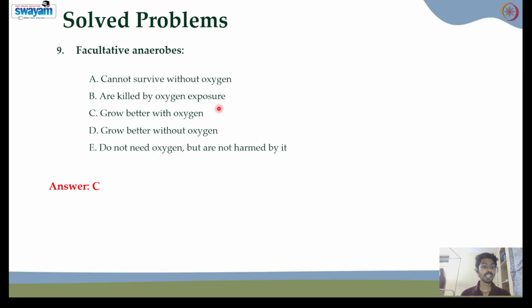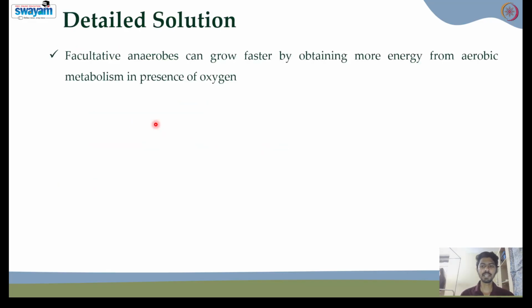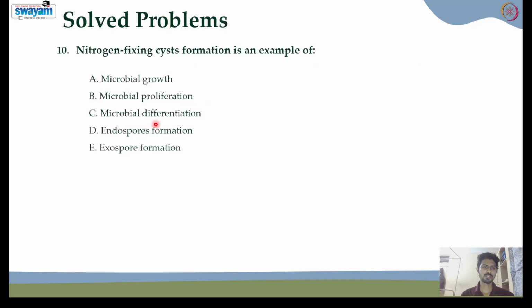And option B, they are killed by oxygen exposure. If there is even a little presence of oxygen, they are killed. Then we call them obligate anaerobes. Sorry, obligate anaerobes. When it grows better with oxygen, we call it a facultative anaerobe. Though options E and C might look similar, it needs oxygen for better energy yield. That is why we call it a facultative anaerobe.